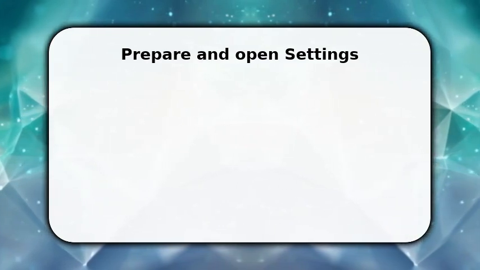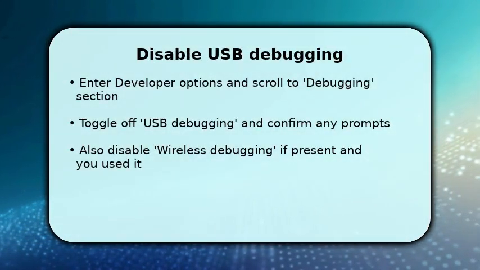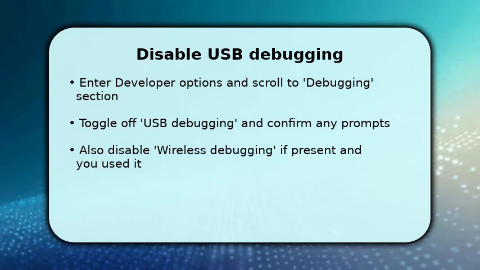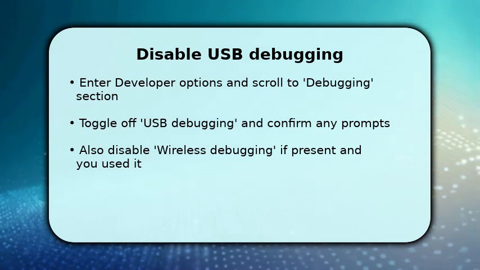You are now inside Developer Options. Scroll to the Debugging section where USB debugging lives. Toggle off USB debugging and accept any confirmation dialog. This stops ADB connections immediately.